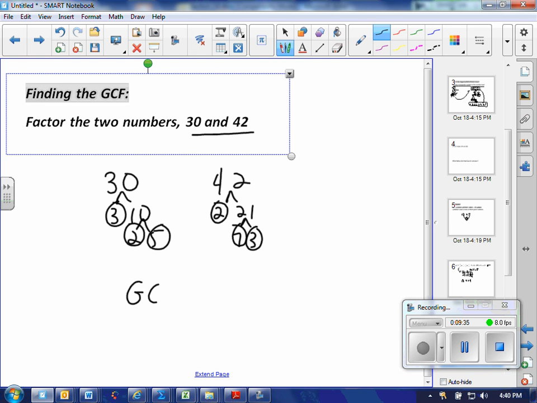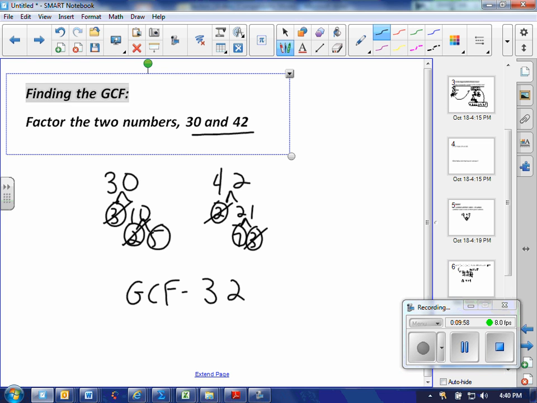Now, for the GCF, here's what I do. This is my method. I cross out the ones that they both share. So, for example, they both have a 3. So I cross both of them out. I write the number 3 down here by GCF. Do they share anything else? Yes, they both share 2. I cross those out. I write it down there.